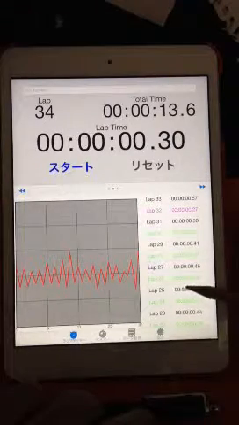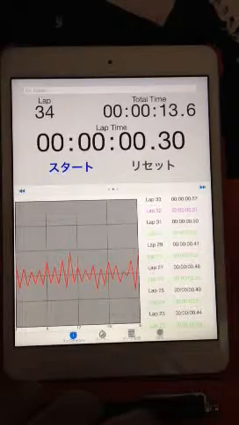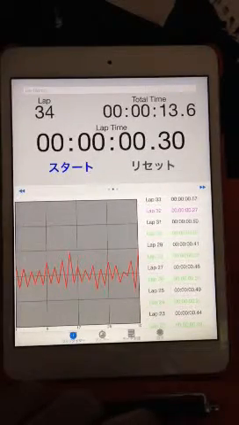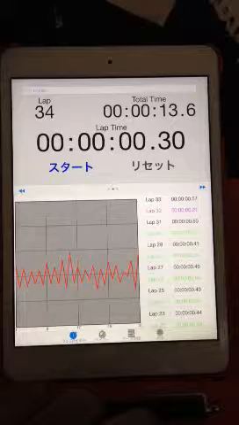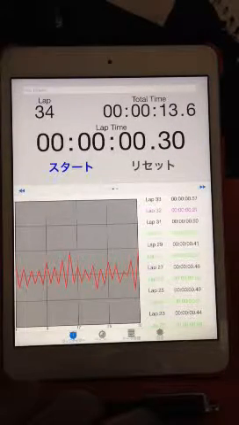4th bar, 1, 2, 3, the difference is 40 milliseconds. 40 divided by 0.8 seconds, it's 5%.